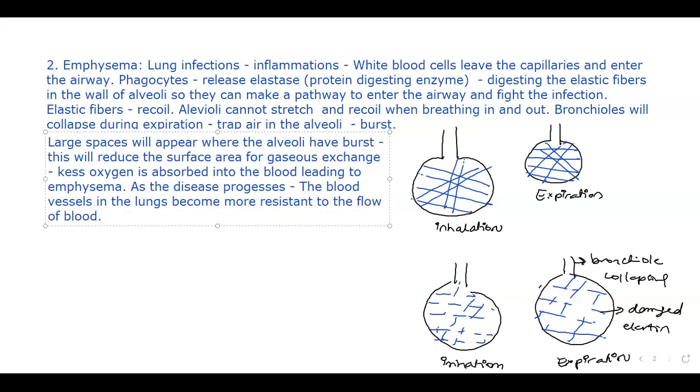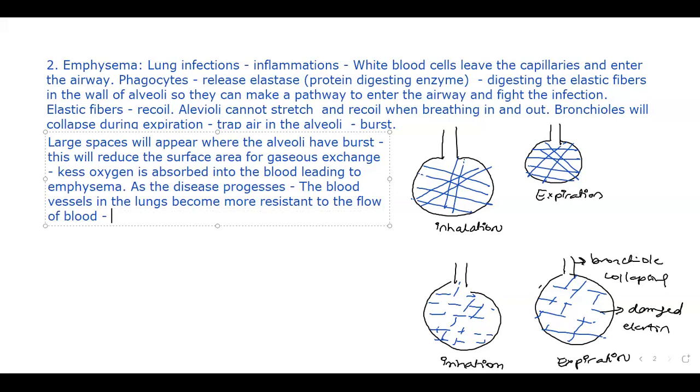The blood vessels, the capillaries, start to develop resistance to the flow of blood. Now, there is going to be more resistance, so it's not going to be easy for the blood to flow. So the body is going to say, what can we do? We need to supply blood to the lungs, and we also need to send blood to the lungs for oxygenation.